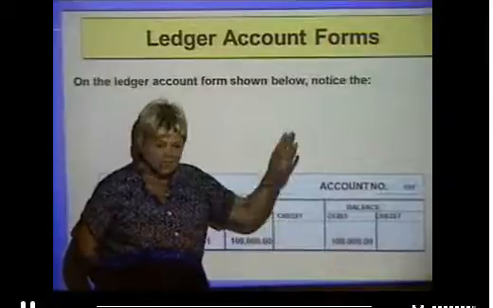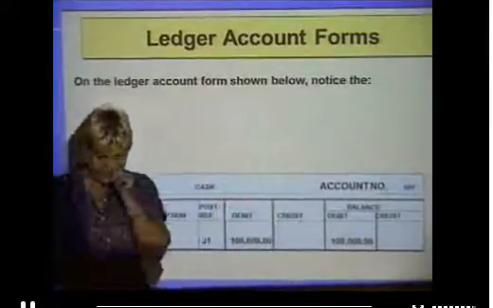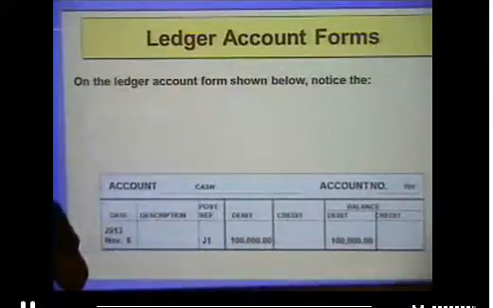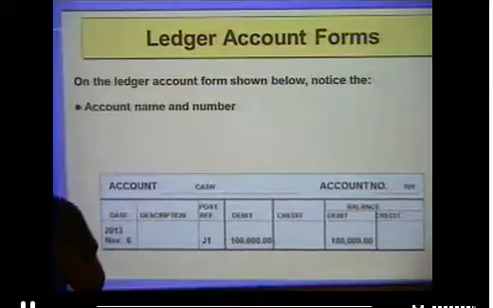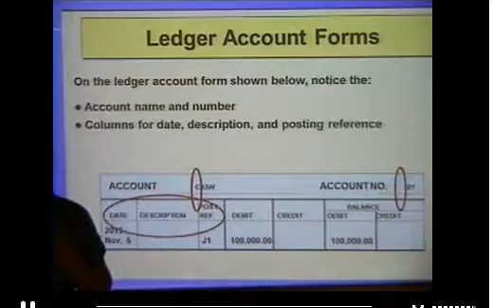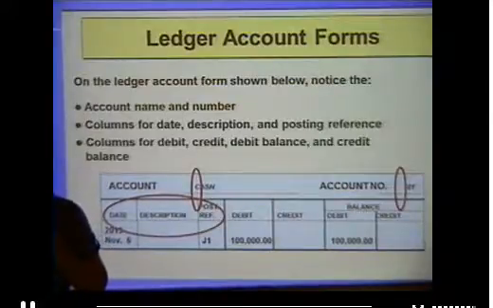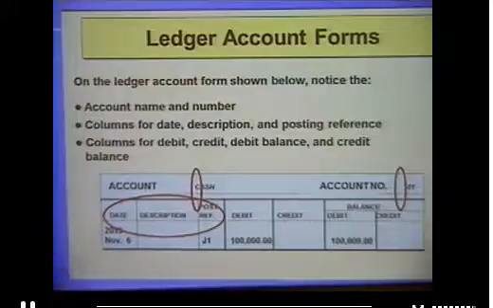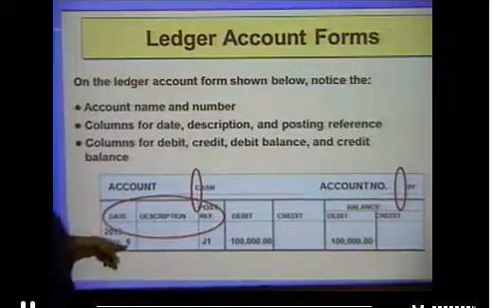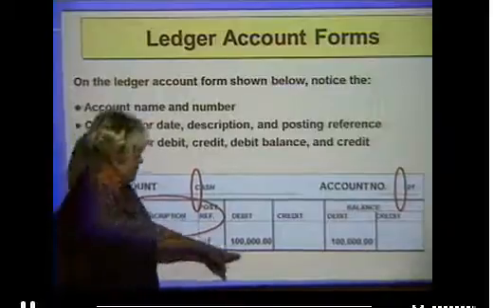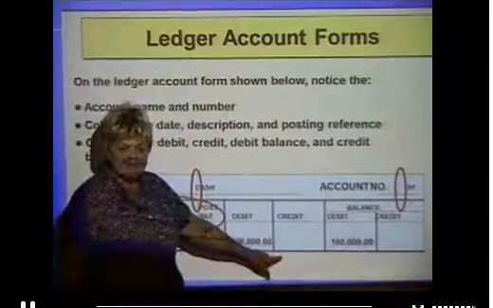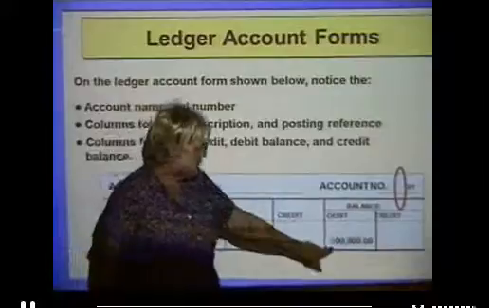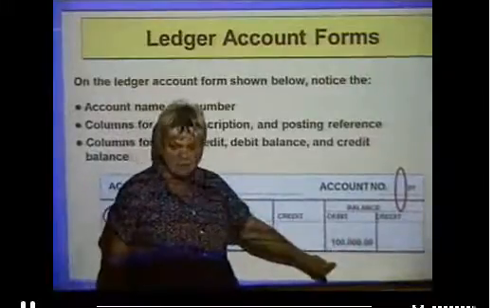So that's an example of your ledger. Got the account name and number, columns for the date, the description, and the posting reference. Columns for debit, credit, debit balance, and credit balance. Now, if tomorrow we wrote a check for $20,000 and posted it, then the next entry here would be a credit, right? And since that's a credit, you're going to subtract it from this balance and now have a debit balance of $80,000. So we keep up with the balance as we go down.